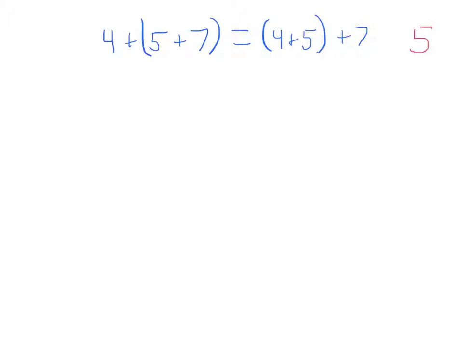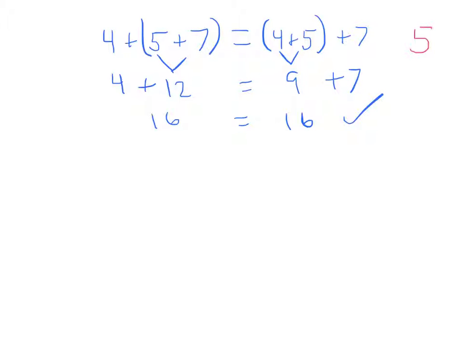We know that with order of operations, we need to do what's in the parentheses first. So 5 plus 7 is 12. And 4 plus 12 is 16. So now on the other side, we see 4 plus 5 in parentheses, so that's 9. 9 plus 7 is 16. So we know it worked.